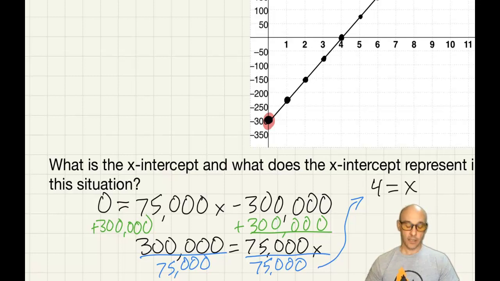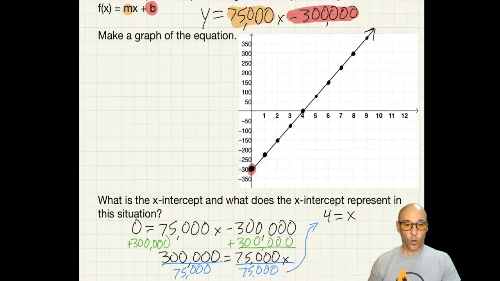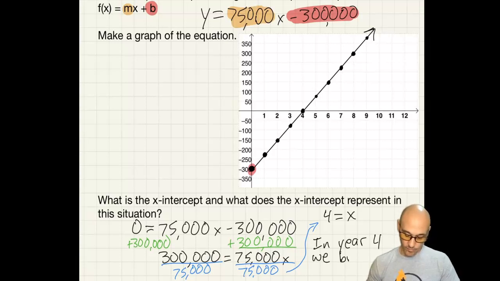And what that means is the savings is 0. It's not negative. There's no more owed. It's not positive. We haven't started saving positively. So that's at the break-even point. So what we can say here is that in year 4, we break even. We haven't saved any, we haven't spent any extra, it's just the break-even point. And that is our first example here.